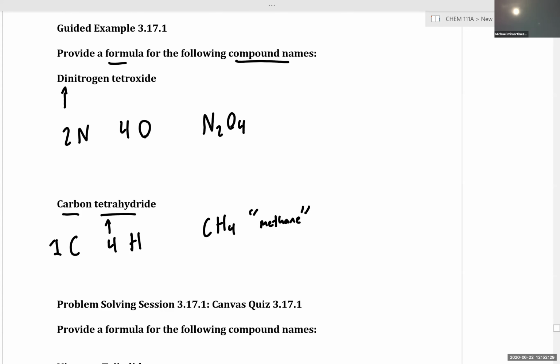Any questions on these examples where we're writing the formula from the name?